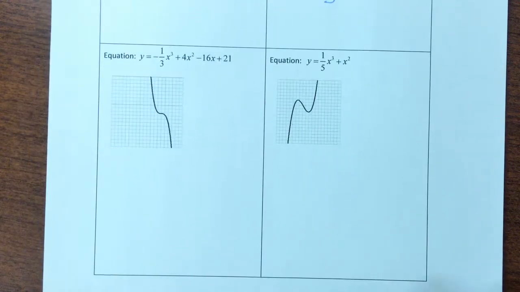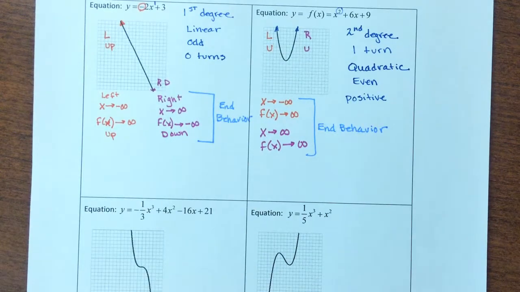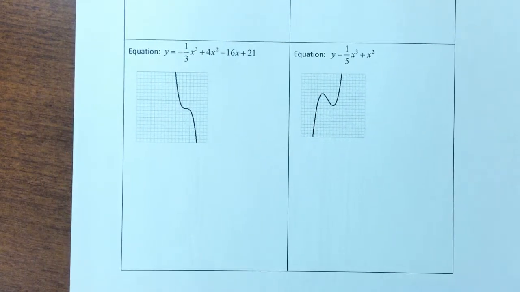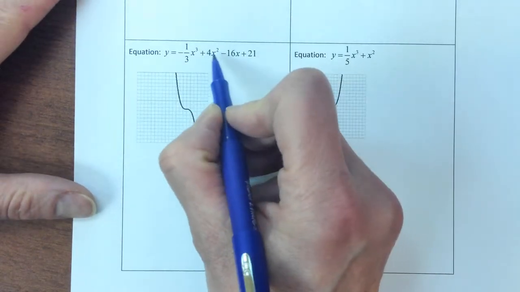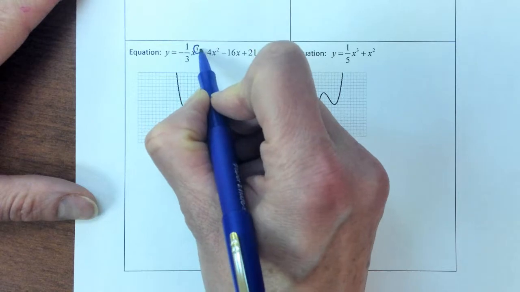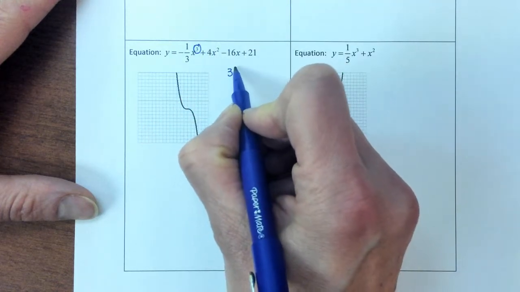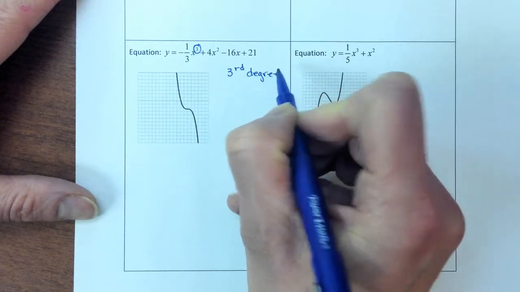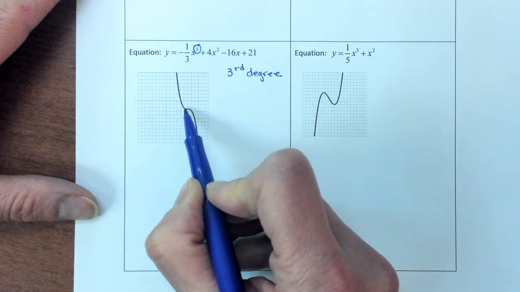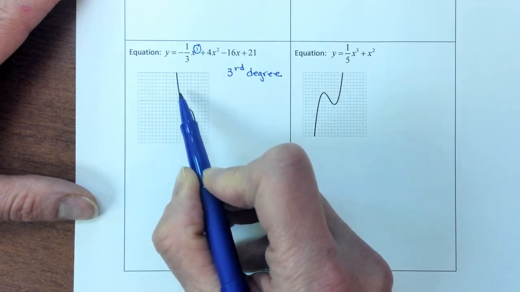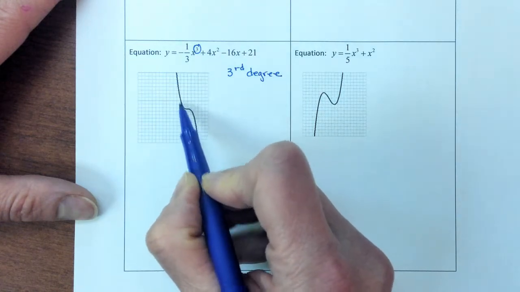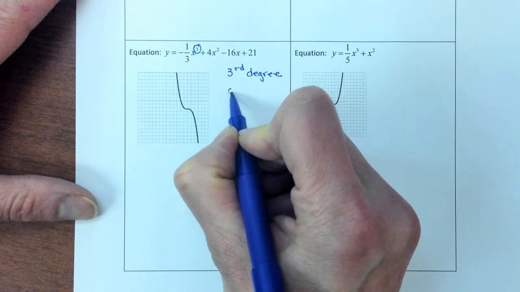Okay, let's look at this next function here. We can see that each one graphs a little differently depending on the function. What degree function is it? We're going to look at our highest degree. Our highest degree is 3. So this is a third degree function. And how many turns does it have? It actually has no turns. This is not considered a turn. This is just a little indentation. So this here has 0 turns.